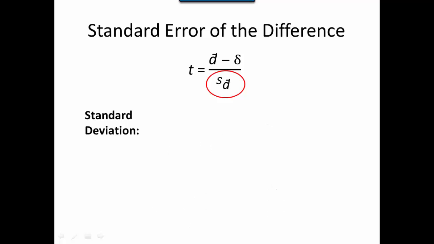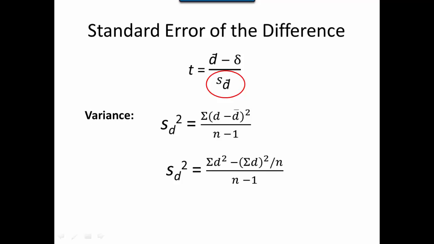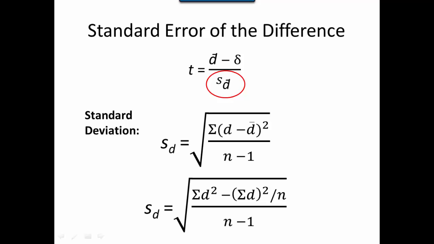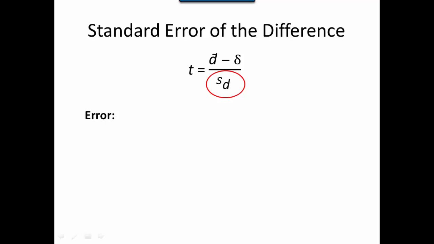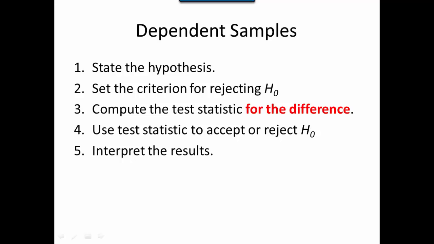So let me back up here. The variance comes first. We figure that. Then to get the standard deviation, we're going to take the square root of it. And finally, we're going to divide that standard deviation to get our error by the square root of the sample size. Nothing else in the procedures changed. So let's do an example.